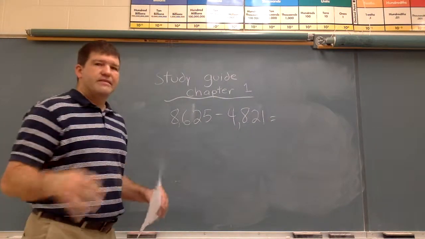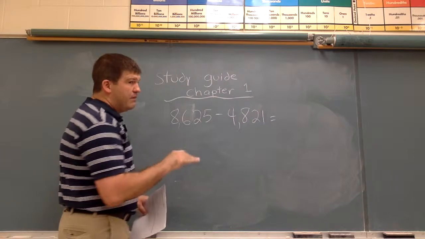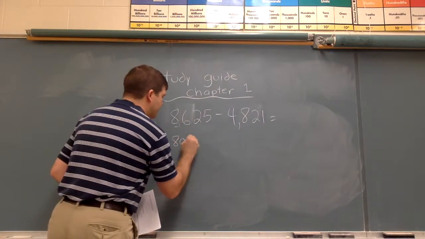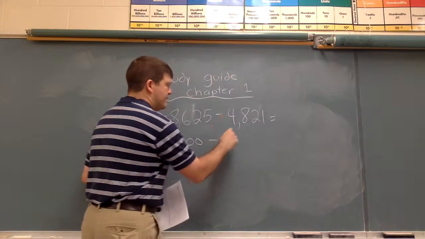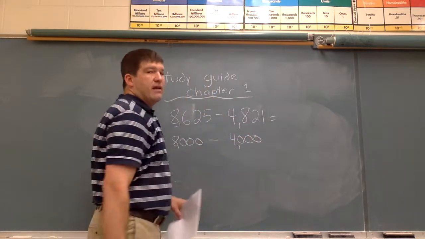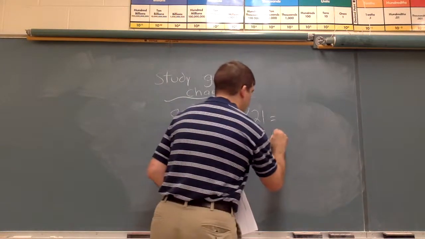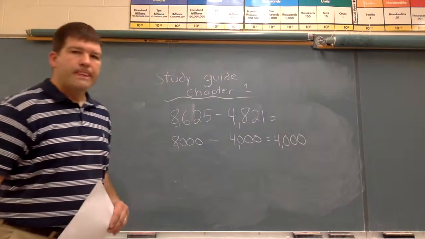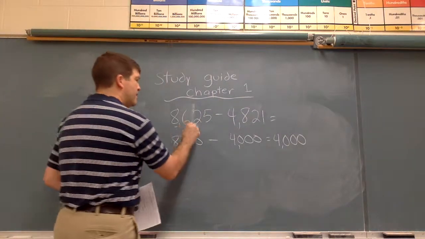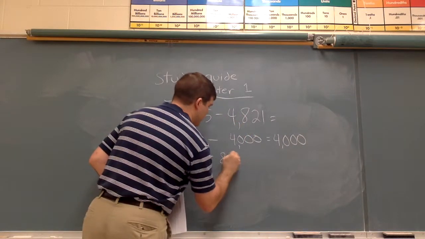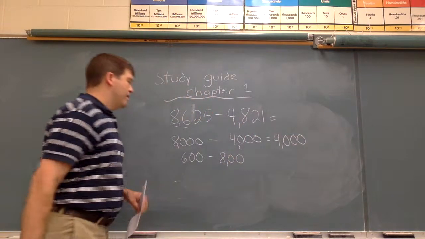All right, let's start with our thousands. Again, not rounding. We just take our thousands place value. We have 8,000 here, minus, and we have 4,000 here. So I do 8,000 minus 4,000. It gets me 4,000. Now I go to my hundreds. I have 600 here minus 800 here.